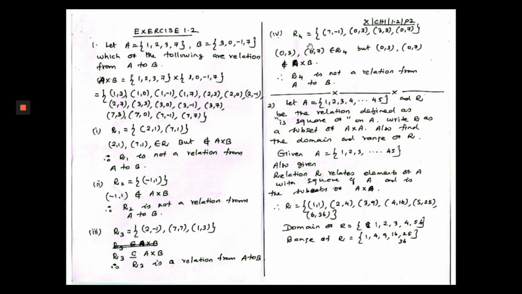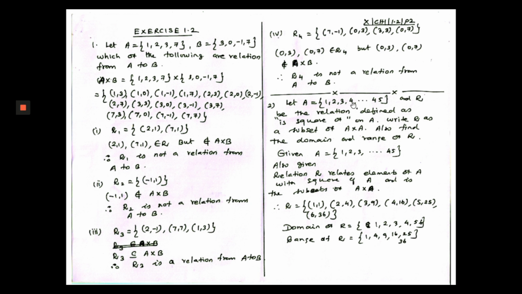Next, the fourth one, R4 = {(7, -1), (0, 3), (3, 3), (0, 7)}. Now (0, 3) and (0, 7) belong to R4 but are not in A cross B. Therefore R4 is not a relation from A to B. So if every element of the relation R is in A cross B, then we can say that R is a relation.